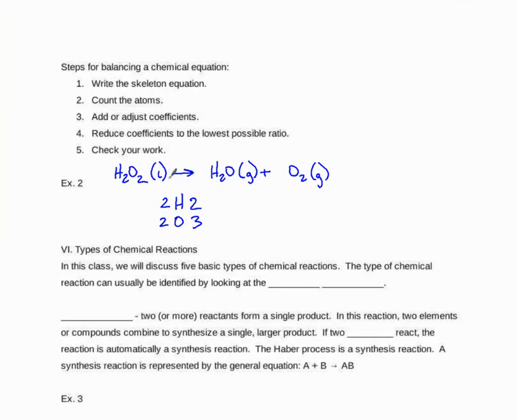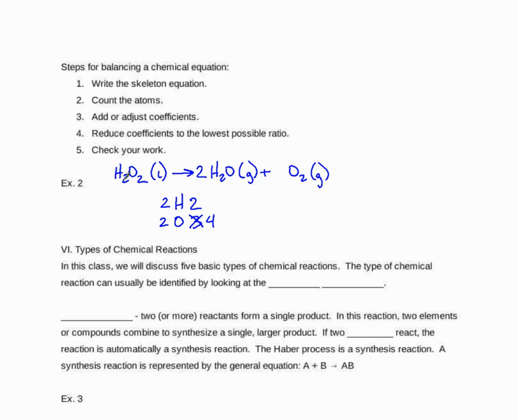And so since this is always an even number, first thing I want to do is make this one an even number. So I'm going to change this to a 2. I'm going to keep score as I go. This means that now I have 4 oxygens on the product side. So we've changed this one. We need to balance these, and I can do that by adding a coefficient of 2 here.